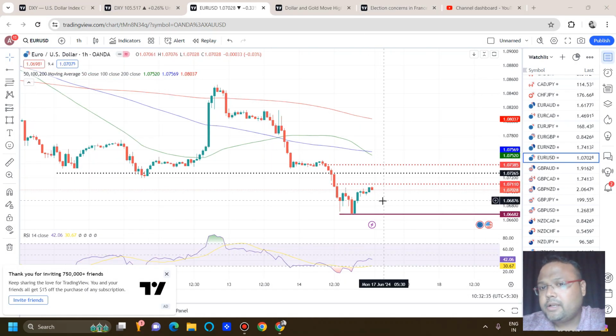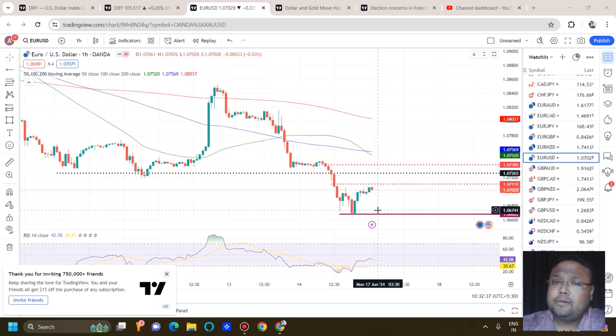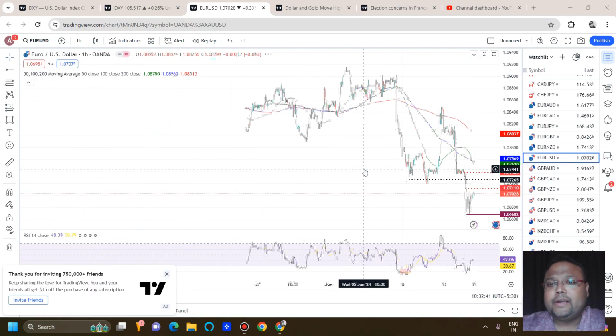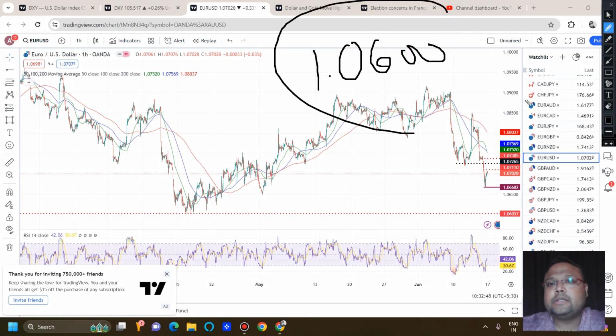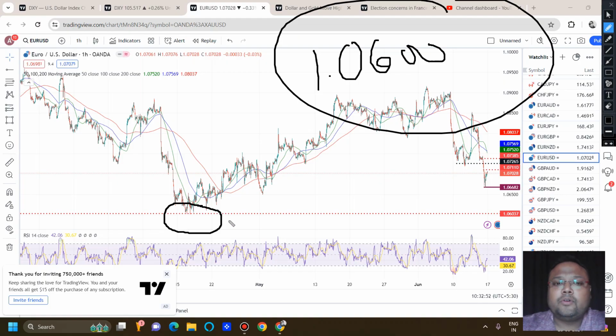If we see the market going down, then we can look for a sell below 1.00666. Okay, and where is the next support, my dear friends? We have the next support around 1.0600. This is the next support on the chart of Euro USD, the level from where the market went up.